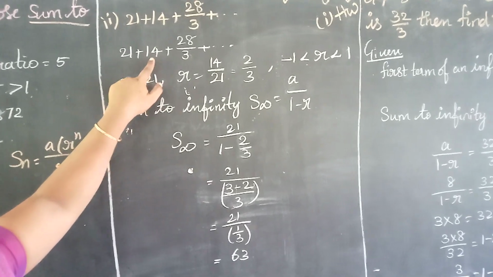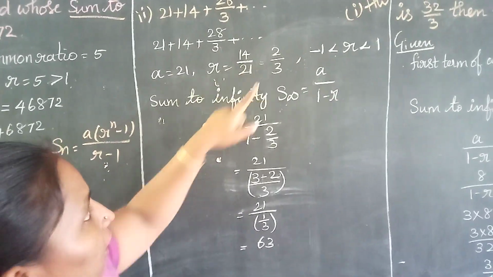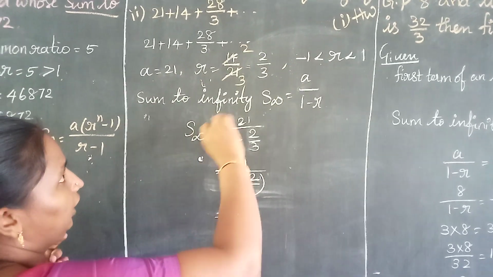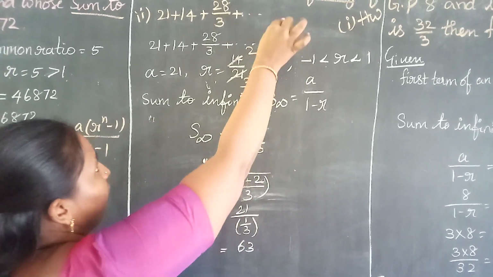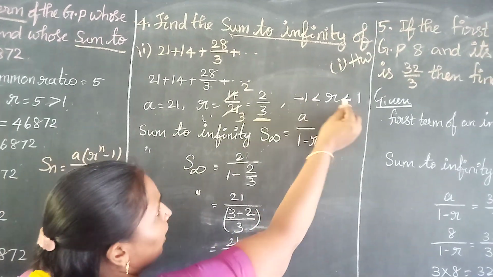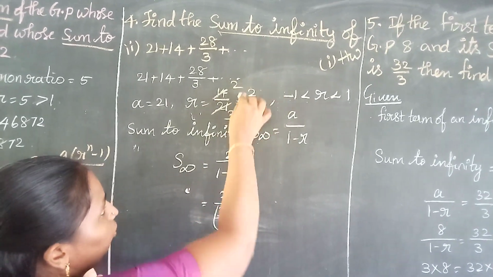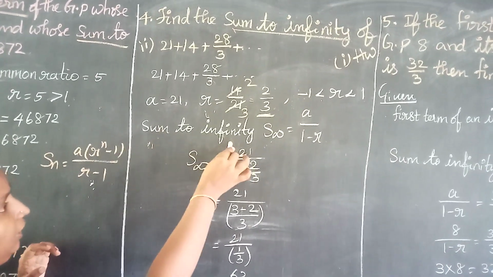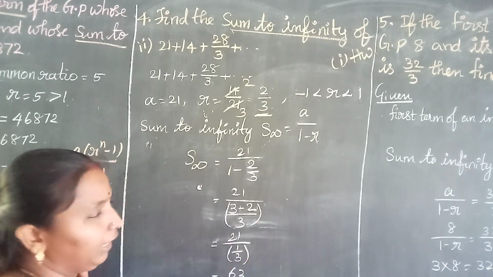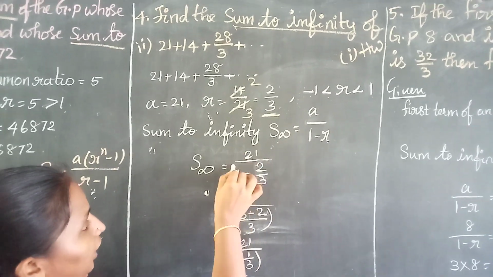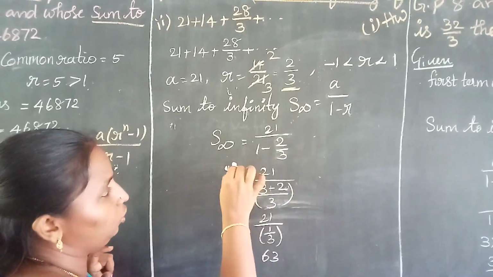T2 by T1 is 14 divided by 21. Cancel this: 7 twos are 14, 7 threes are 21, you get 2 by 3. Here, since we have infinite terms, we have to check whether the R value lies between minus 1 and 1. 2 by 3 lies between minus 1 and 1. So the sum to infinity, S infinity equals A by 1 minus R, which is 21 divided by 1 minus 2 by 3.